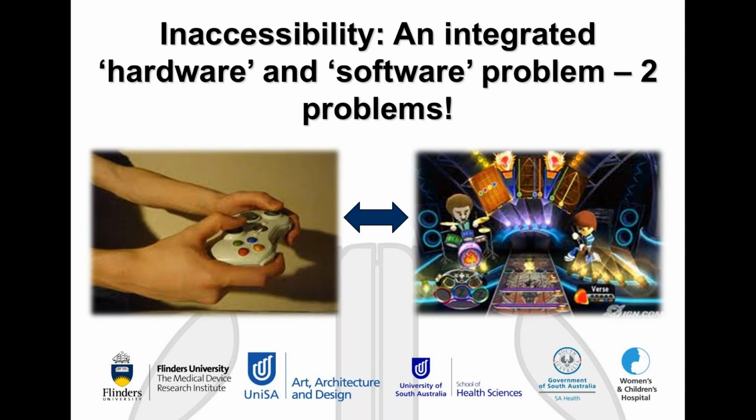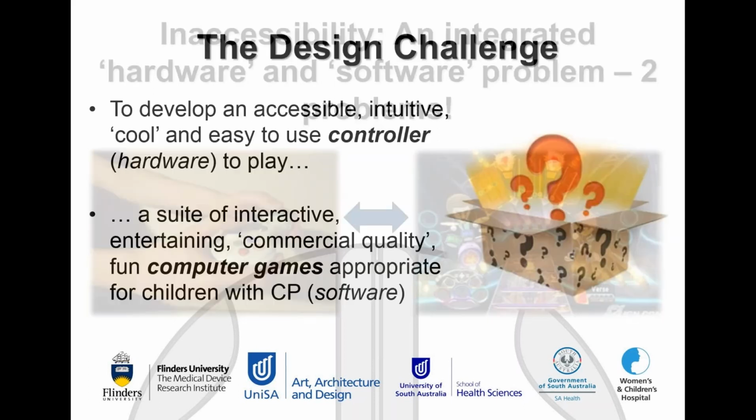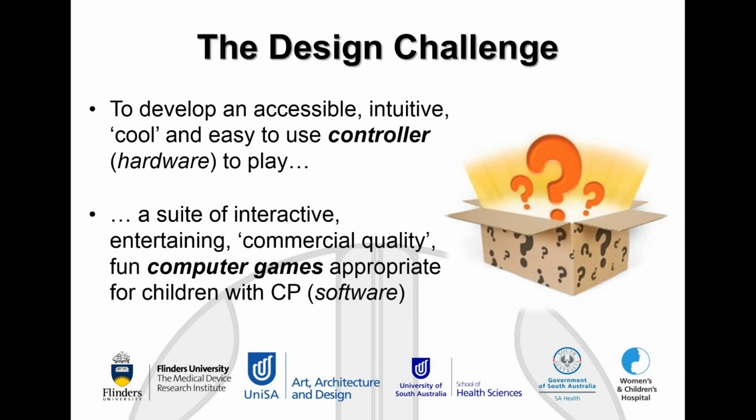So we have 2 problems. Most people, if they're looking at game accessibility, will try and focus on one of the issues. Develop customized software so that the software does not reinforce inaccessible issues, or develop custom hardware. But what we decided to do was to tackle both issues. We decided to look at both the controller and the software, so the hardware and the software. So it was about developing a controller that children could use, interact with, but they thought was cool, combined with an interactive, commercial quality set of computer gaming software, so a hardware and a software solution.